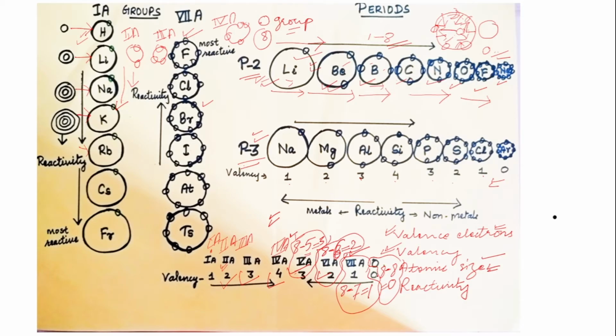Now reactivity, we'll see the reactivity in case of groups and periods. Reactivity in case of groups: you can see atomic size is increasing from top to bottom. So in case of metals, the bigger the atomic size, the more reactive the element. In group 1A, you can see at the bottom, in reactivity, it is written that the last one is most reactive.